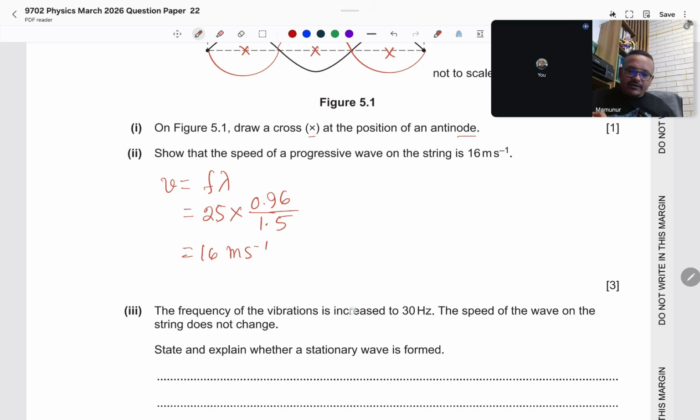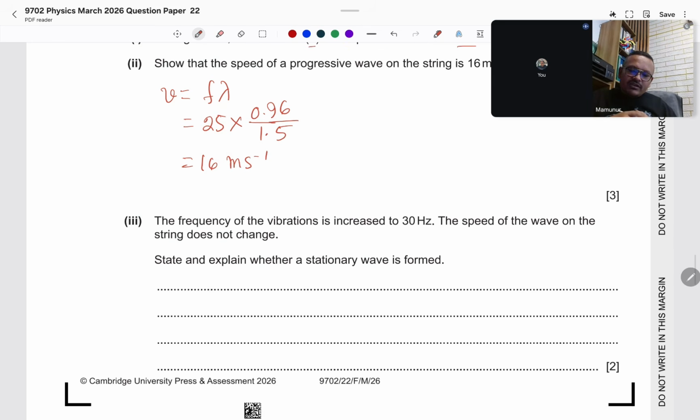Two significant figures. The frequency of the vibration is increased to 30 hertz. The speed of the wave on the string does not change. Speed does not change, just frequency increased. State and explain whether the stationary wave will form.